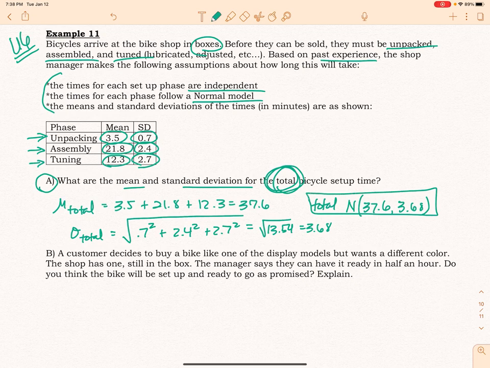In part B, a customer decides to buy a bike like one of the display models but wants a different color. So the shop has one, but it's still in the box. The manager says they can have it ready in half an hour, so that's 30 minutes in case you don't know that. Do you think the bike will be set up and ready to go as promised? In other words, we need to see how realistic it is that this would occur.